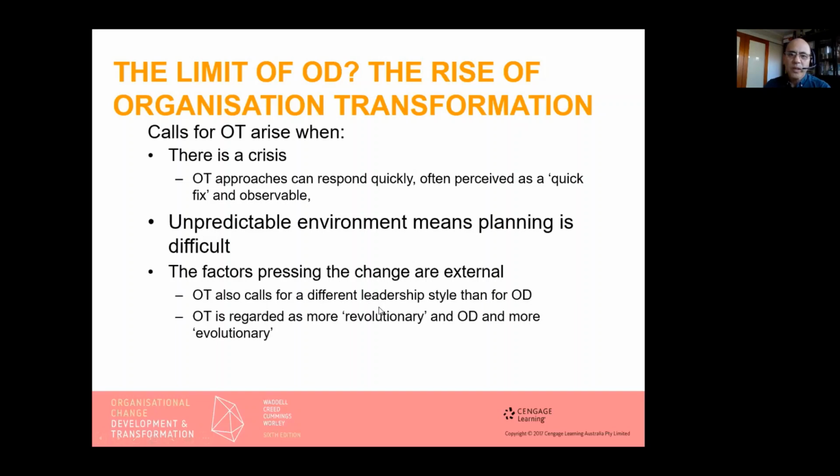And organizational transformation oftentimes will require a very dictatorial or very authoritative leadership style in order for us to get things done. So there may not be enough time to consult, may not be enough time to have a participative discussion. But as much as possible, whenever possible, we should still get input from employees. So OT, or organizational transformation, is often regarded as revolutionary because it's a very quick change. And OD, organizational development, is more evolutionary.